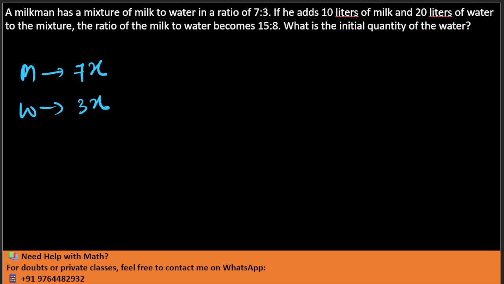Now what we are doing? We are adding 10 liters of milk. So final mixture will be 7x plus 10 liter, right? And we are adding 20 liters of water. So it will be 3x plus 20. So 7x plus 10 and 3x plus 20. And when we take the ratio, it becomes 15 upon 8.